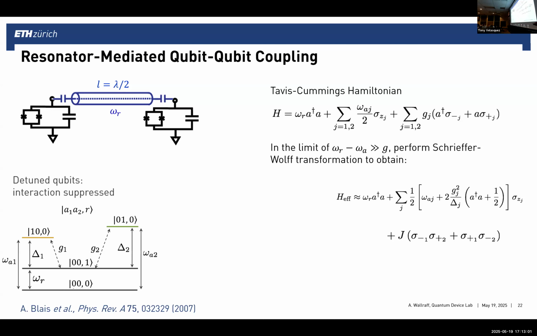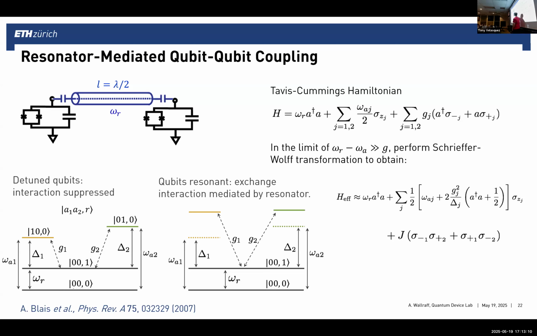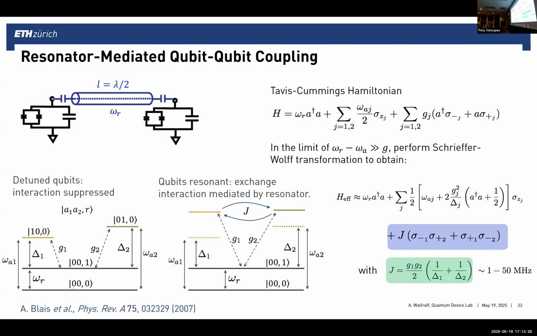And the interesting bit now is if you bring the two qubits into resonance with each other by tuning their transition frequency, then they start to interact at a rate which is given by this coupling strength J. This coupling strength J depends on the couplings of the individual qubits to this coupling resonator and the detuning between the qubit transition and the resonator. If you put in typical numbers, you can get coupling strengths anywhere from a couple of megahertz to maybe a couple of 10 megahertz.